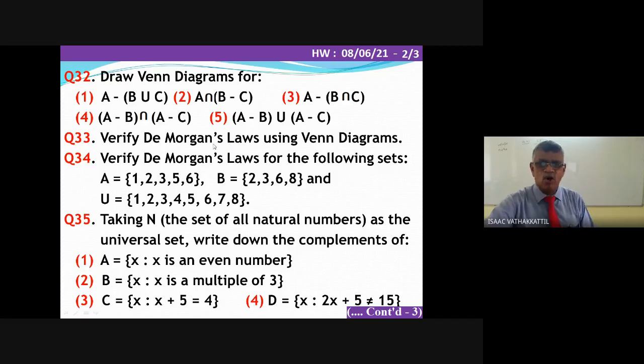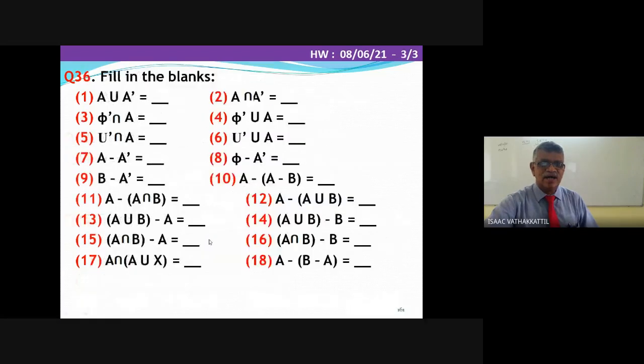Verify De Morgan's laws using Venn diagrams. Verify De Morgan's laws for the following sets. Taking A as the universal set, write the complements of these given sets. Right? Further, I have a few questions here. I would like to see how you respond.